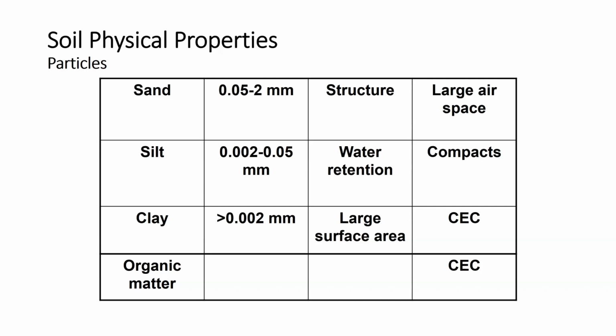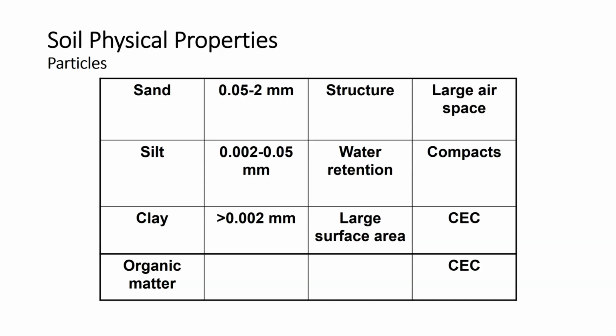Silt is 0.002 to 0.05 millimeters. This works with water retention. It tends to hold water in. It also allows it to compact. These are smaller particles. Then we've got clay, which is less than 0.002 millimeters in size.